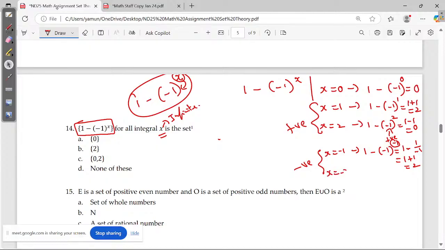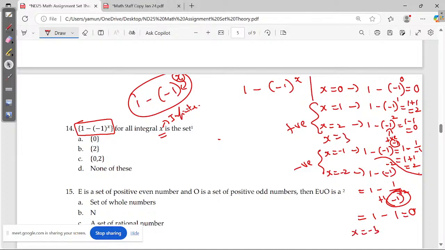Let me take x equal to minus 2. 1 minus (minus 1) power minus 2. The power has to be reversed, 1 by (minus 1) power 2, which becomes plus 1. So this is 1 minus 1, which is equal to 0. For any number of values, you can check x equal to 3, x equal to minus 3. You will find that 0, 2, 0, 2, 0 only is repeated. So the answer is C.